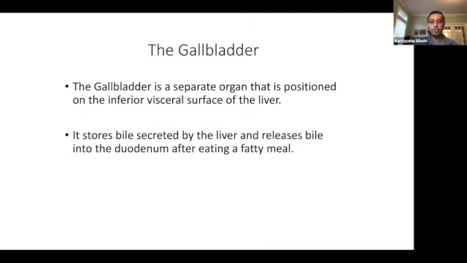So the gallbladder is a separate organ that is positioned on the inferior visceral surface of the liver. It stores bile secreted by the liver and releases bile into the duodenum after eating a fatty meal.